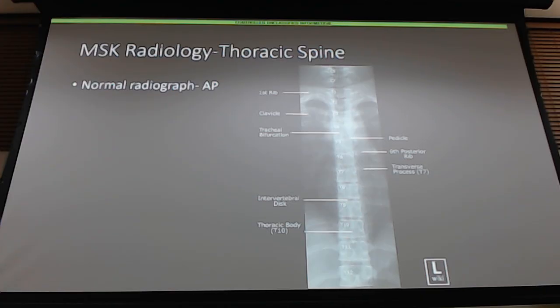Any questions about a normal AP radiograph of the thoracic spine? It looks good there, right? Transverse processes are not present, but you can see that if you were to draw a line along the lateral aspects of the body of the vertebrae, they're all concentric as it moves down. If you were to draw a line down the center of those processes, which are called what again?